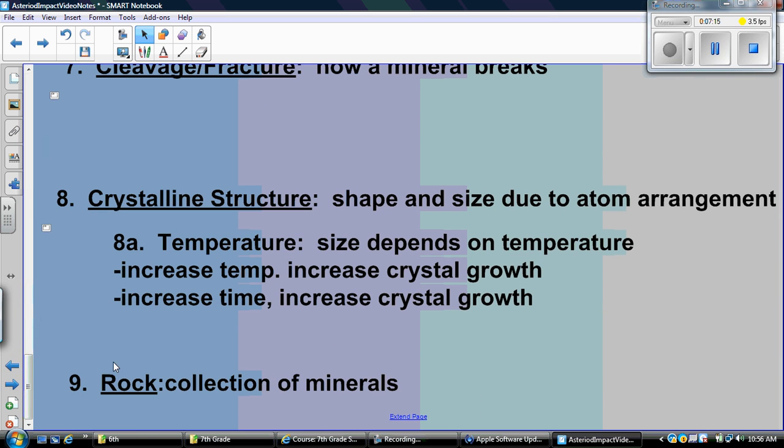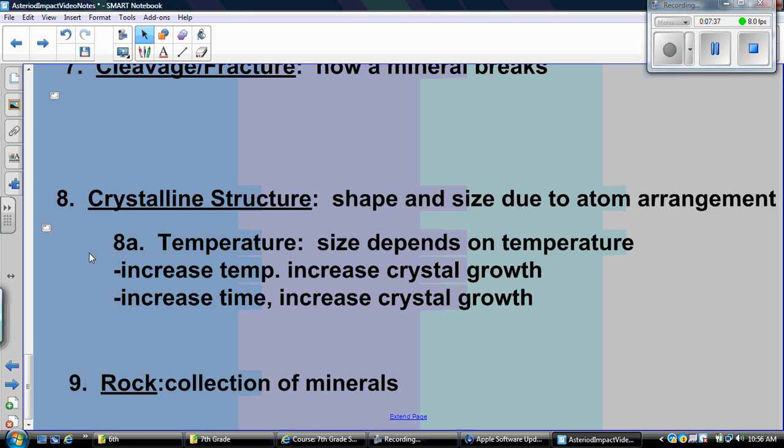And then another property of a mineral is its crystalline structure. This is the shape and size due to atoms, how atoms arrange to make those minerals. The shape and size is dependent on that. Okay, there is something that also is dependent on that, temperature. The size depends on temperature. So if you increase the temperature, then you're going to have a larger crystal growth.